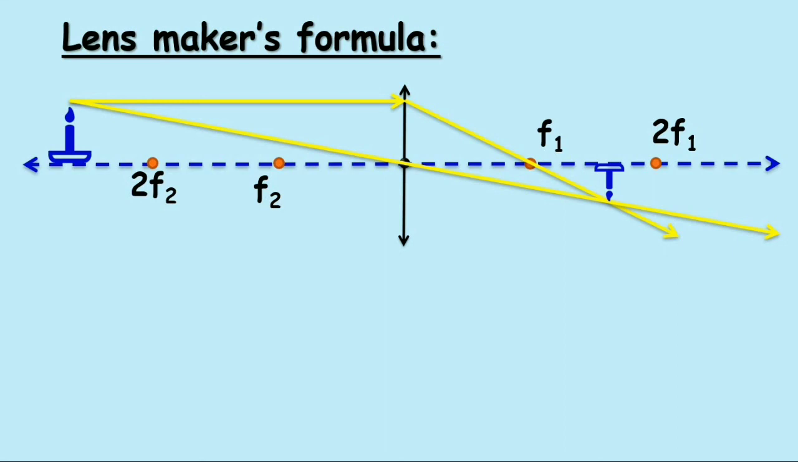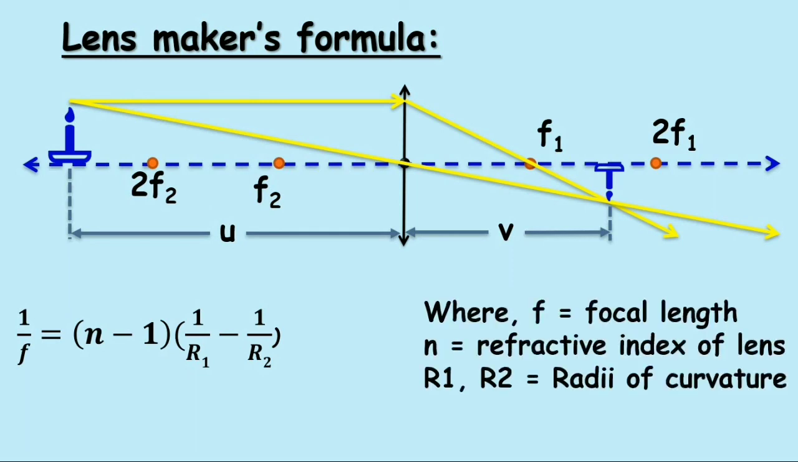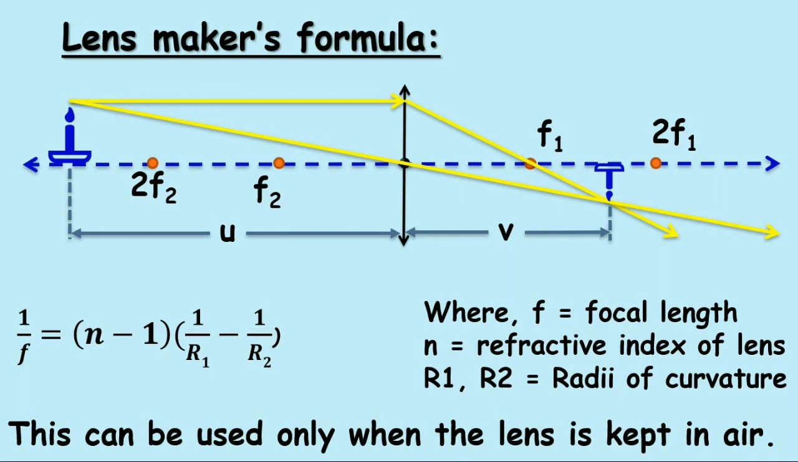Lens maker's formula. It is used to prepare a lens of required focal length, based on the radii of curvature and refractive index of the lens. The formula is 1 by f equals (n minus 1) into (1 by r1 minus 1 by r2), where f is the focal length, n is the refractive index of the lens, and r1, r2 are the radii of curvature. This can only be used when the lens is kept in air.